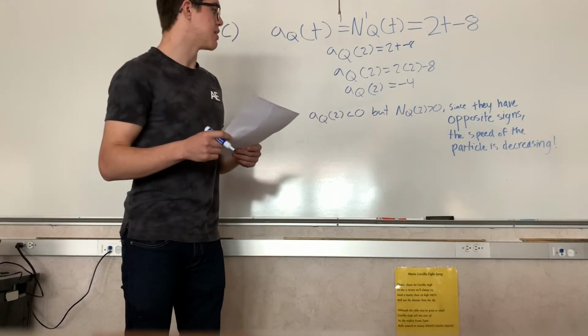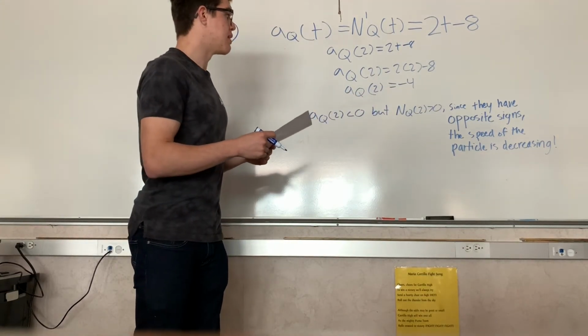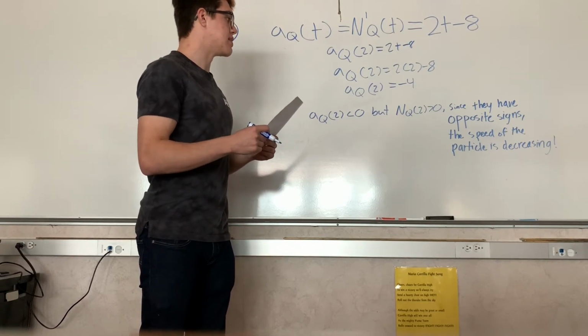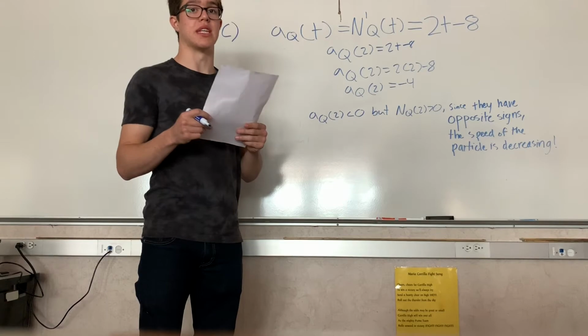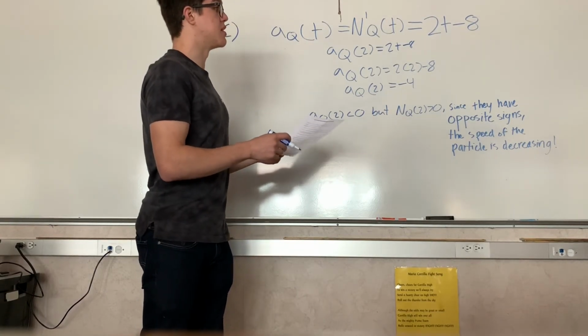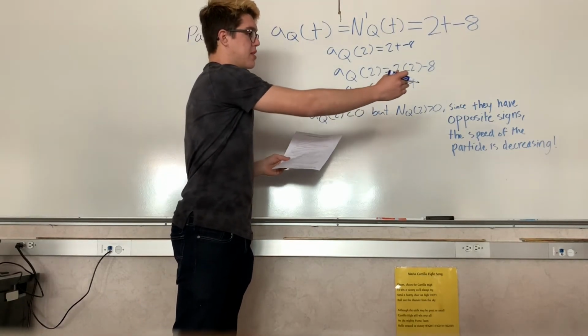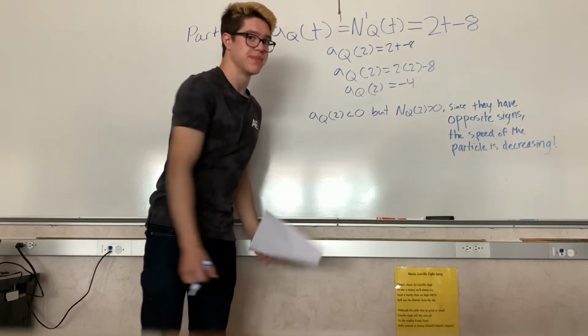So, since the acceleration is less than 0, that means the acceleration is negative, which means it's going in the opposite direction. So the speed of the particle is decreasing, since originally it was going this way, but now it's slowing down and starting to go this way.